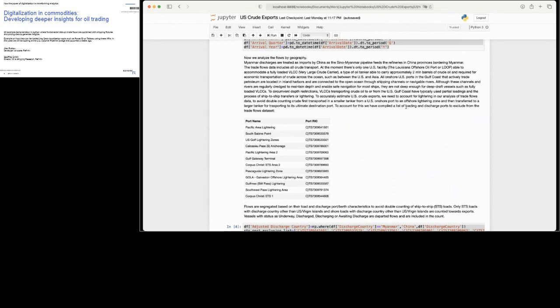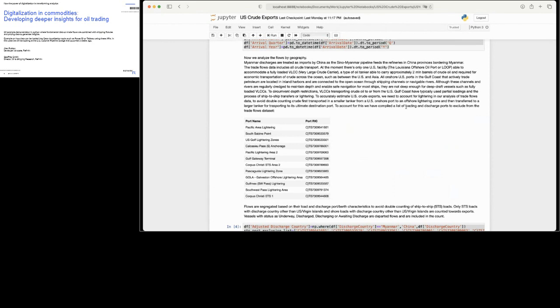All onshore U.S. ports in the Gulf Coast area that actively trade petroleum are located in inland harbors and are connected to the open ocean through shipping channels or navigable rivers. Although these channels and rivers are regularly dredged to maintain depth and enable safe navigation for most ships, they're not deep enough for deep draft vessels such as a fully loaded VLCC. To circumvent depth restrictions, VLCCs transporting crude oil to or from the US Gulf Coast have typically used partial loadings and the process of ship-to-ship transfers, or lightering.